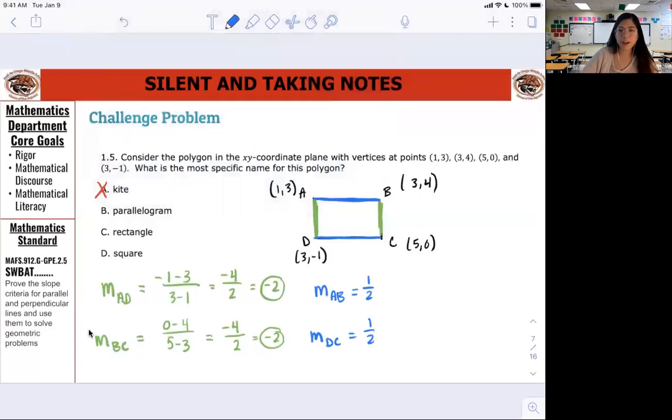Would anyone like me to show the calculation for those? Okay, can I get rid of anything at this point?